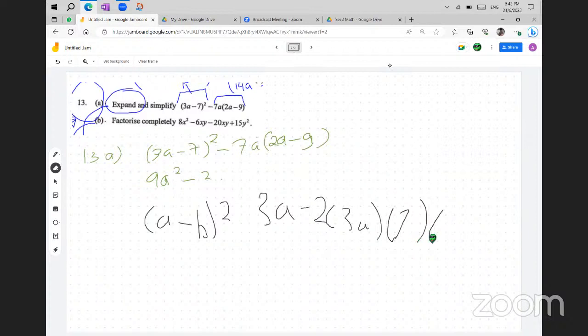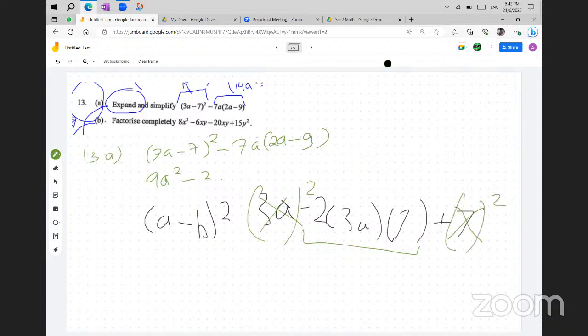Wait, it will be this one, won't it? And this is wrong and this is wrong. It's going to be a square here. So your 9 is correct. This one is also going to be a square, so it will be 49. Yeah, I forgot about that part. I like the middle one. I mean, the middle one is correct.